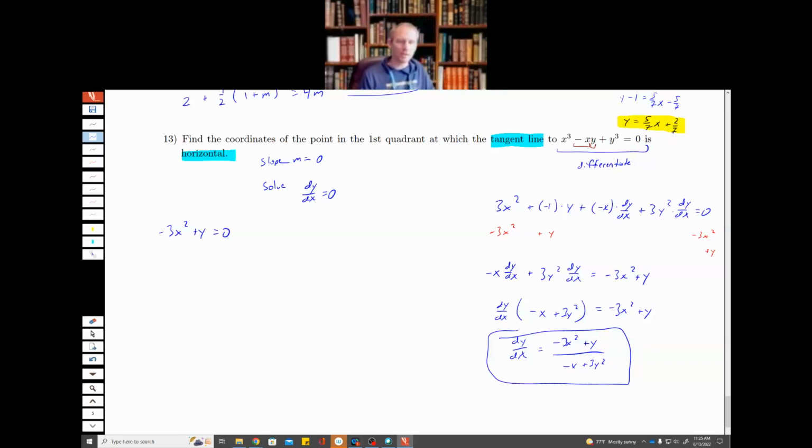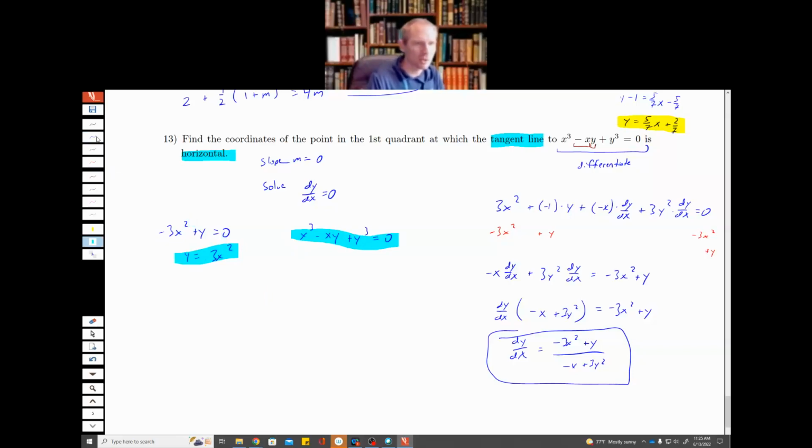But I only have one equation here. That's not enough to actually find out what's going on. I can't solve for both x and y with just one equation. So I can write y equals 3x squared, but I'm sort of stuck here for the moment. But I know that the points are going to be on this graph. So I also have the equation x cubed minus xy plus y cubed equals 0. So I really do have two equations.